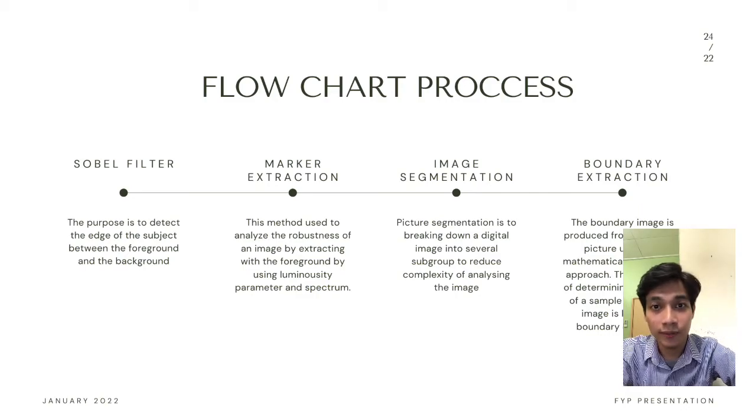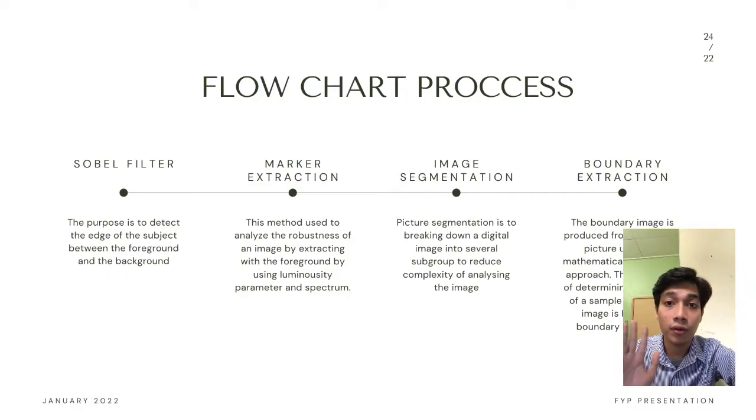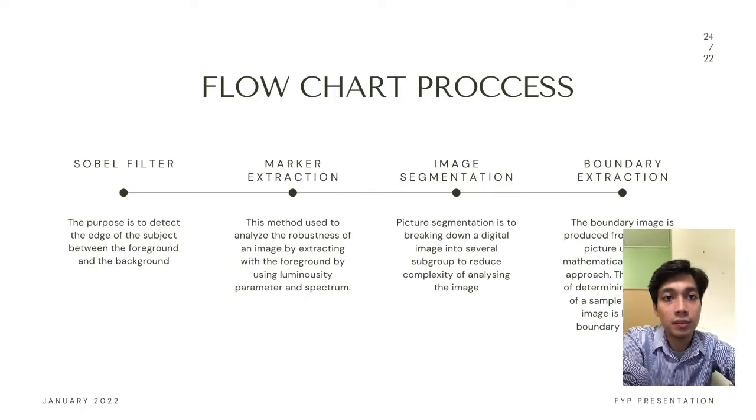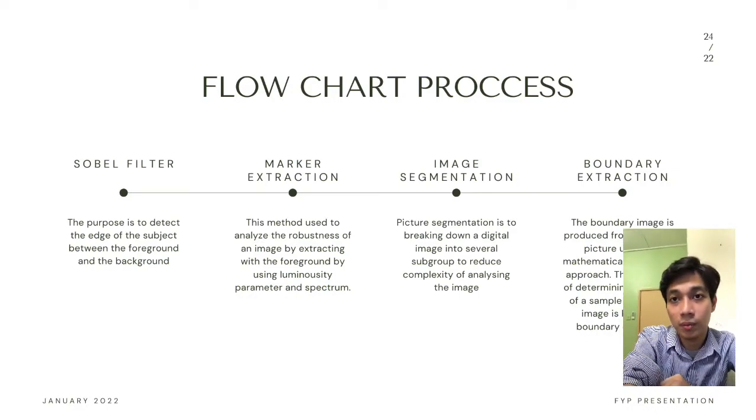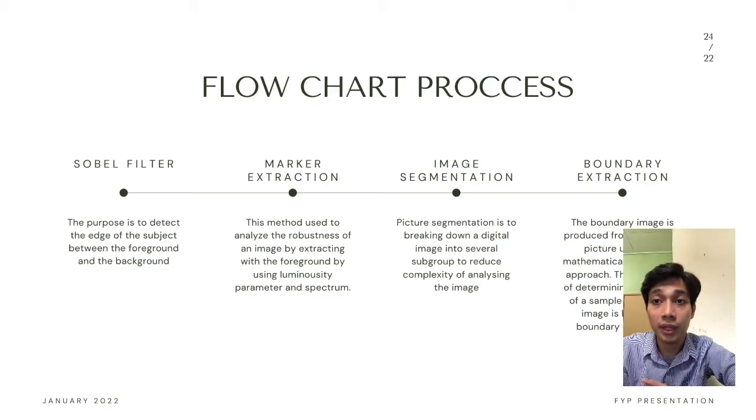Next is the Sobel filter. What is the Sobel filter? It is used to detect the edge of the subject between the foreground and the background. Then marker extraction is used to analyze the robustness of an image by extracting the foreground using luminosity parameter and spectrum. Next we go to image segmentation, which breaks down a digital image into several subgroups to reduce the complexity of analyzing the image.